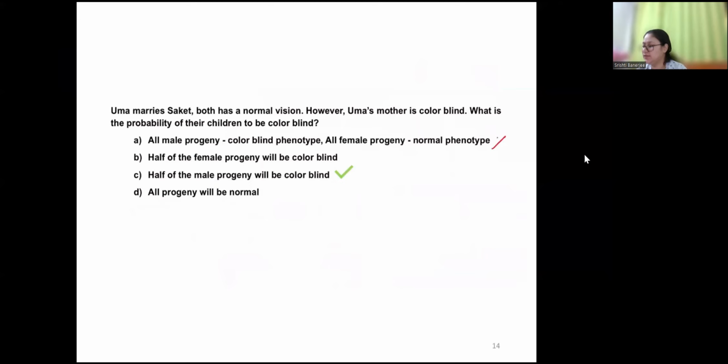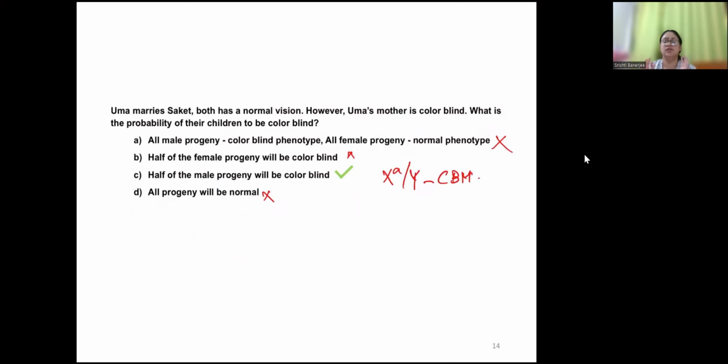No, this is not that. Half of the female progeny colorblind? No, half of them will be carriers. Sure shot. And all progeny will be normal? No. Then half of the male progeny will be colorblind. One of them, the one which will have the X^a and Y, is the colorblind male.